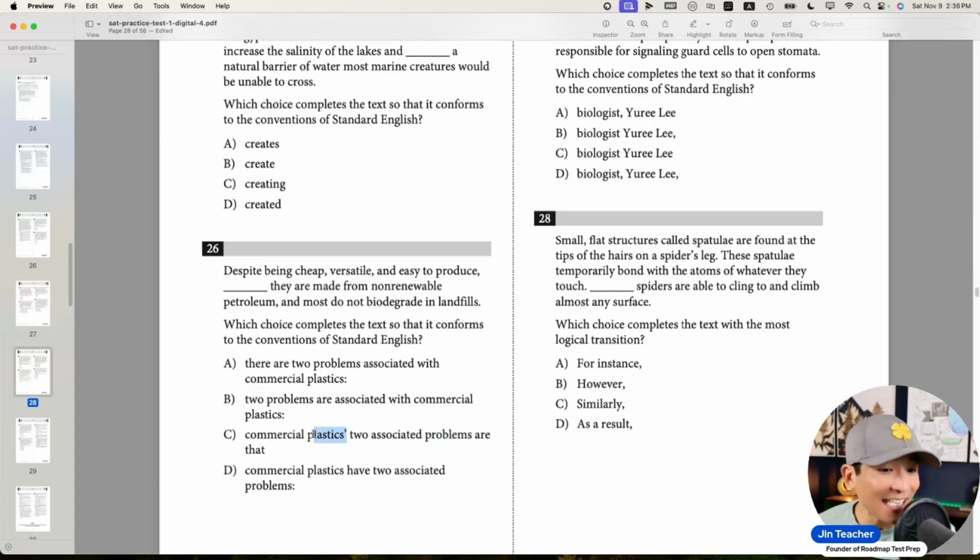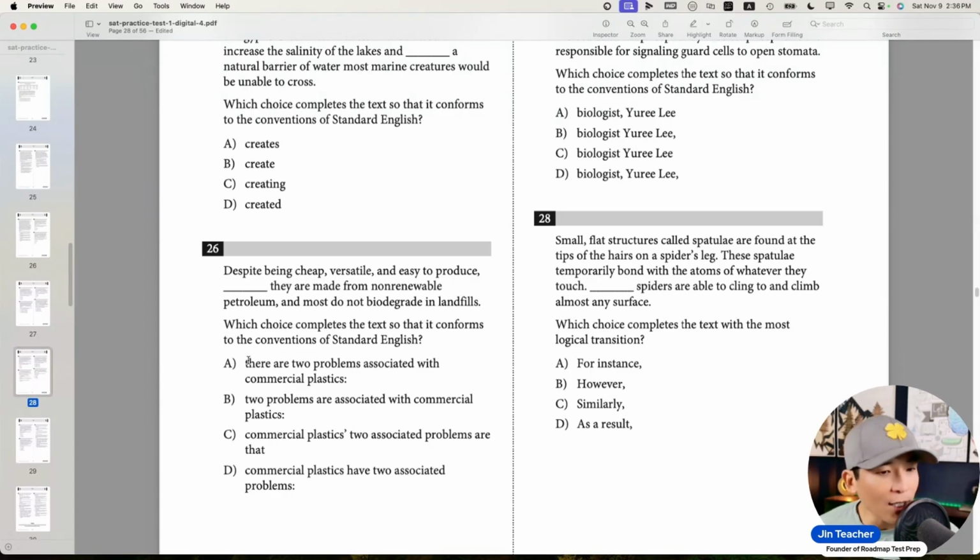So the SAT likes to create wrong answer choices like that, where they'll use the correct noun, but they'll place the apostrophe in it. Those are going to be wrong, okay? So we know that logically, it's not the problems that are cheap, versatile, easy to produce. It doesn't make any sense. It's the plastics that are, right?